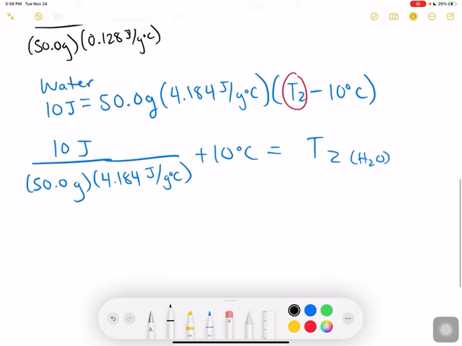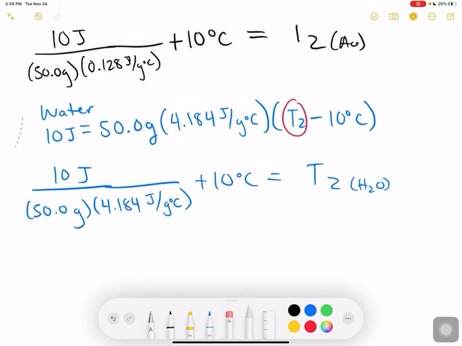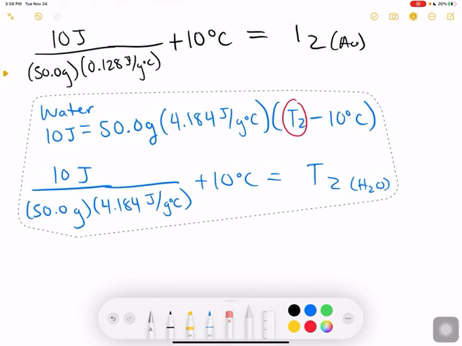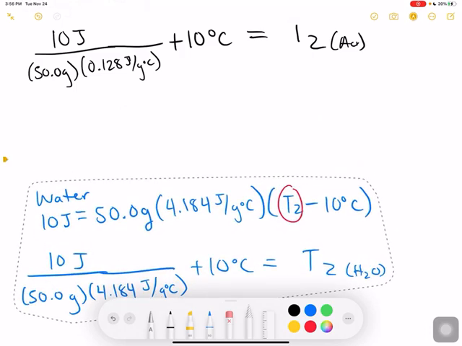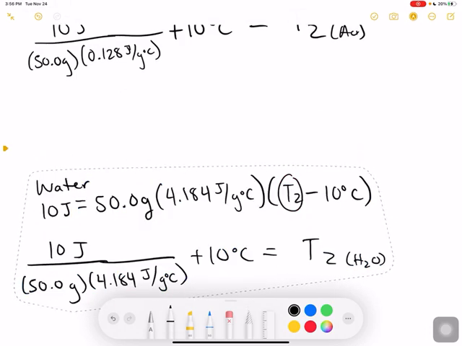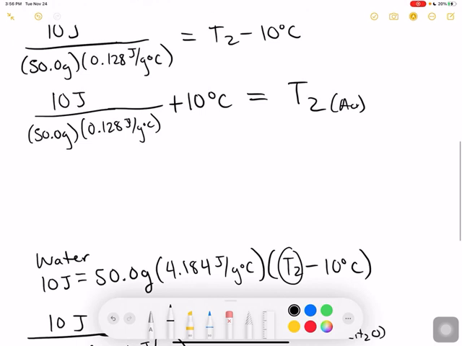The first thing that I'm going to do, let me just have some more space for the water now. The first thing that we're going to do for the gold is the cancellation of units. Let's see what's going to be the unit that's going to be left. So I have joules on the top and I have joules on the bottom. And then I have grams. If you look at this part only, that's a grams on the top, and this is a grams on the bottom.